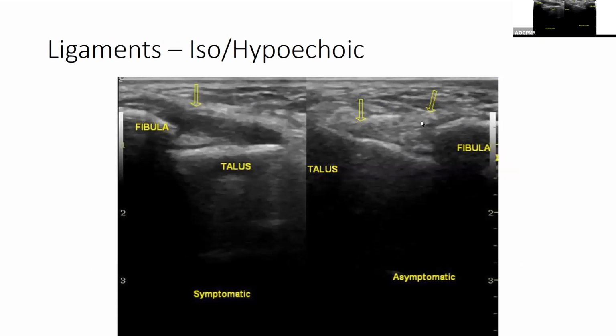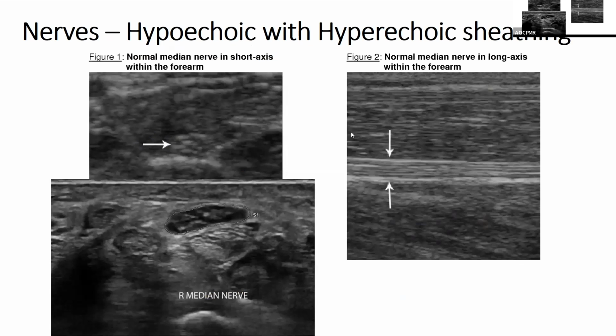The ligaments are also hypoechoic, especially if they're strained and filled with edema, then they tend to be even more thickened and hypoechoic. This is filled with edema. This is an ATFL. And nerves have this honeycomb-like appearance in short axis.